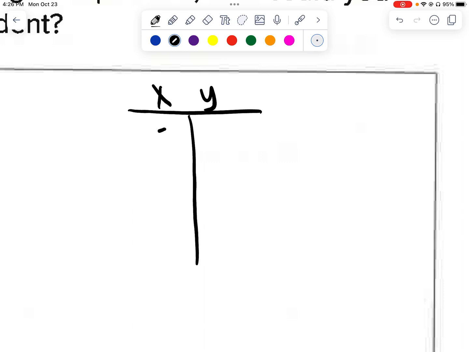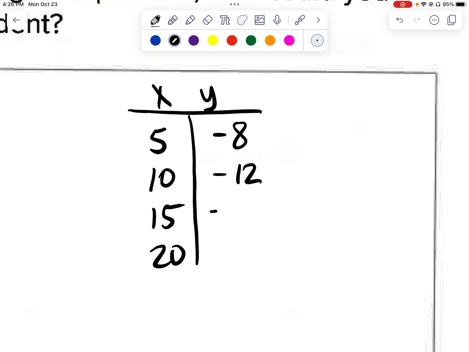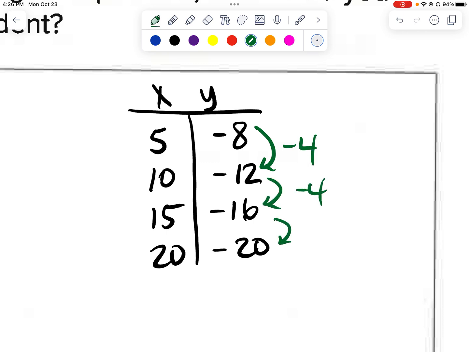Let's see, we'll go 5, 10, 15, 20. Let's do -8, -12, -16, -20. Oh, that's funny. Didn't even mean to do that. So this right here is going down by 4, down by 4, down by 4. This up here is going up by 5, up by 5, up by 5.